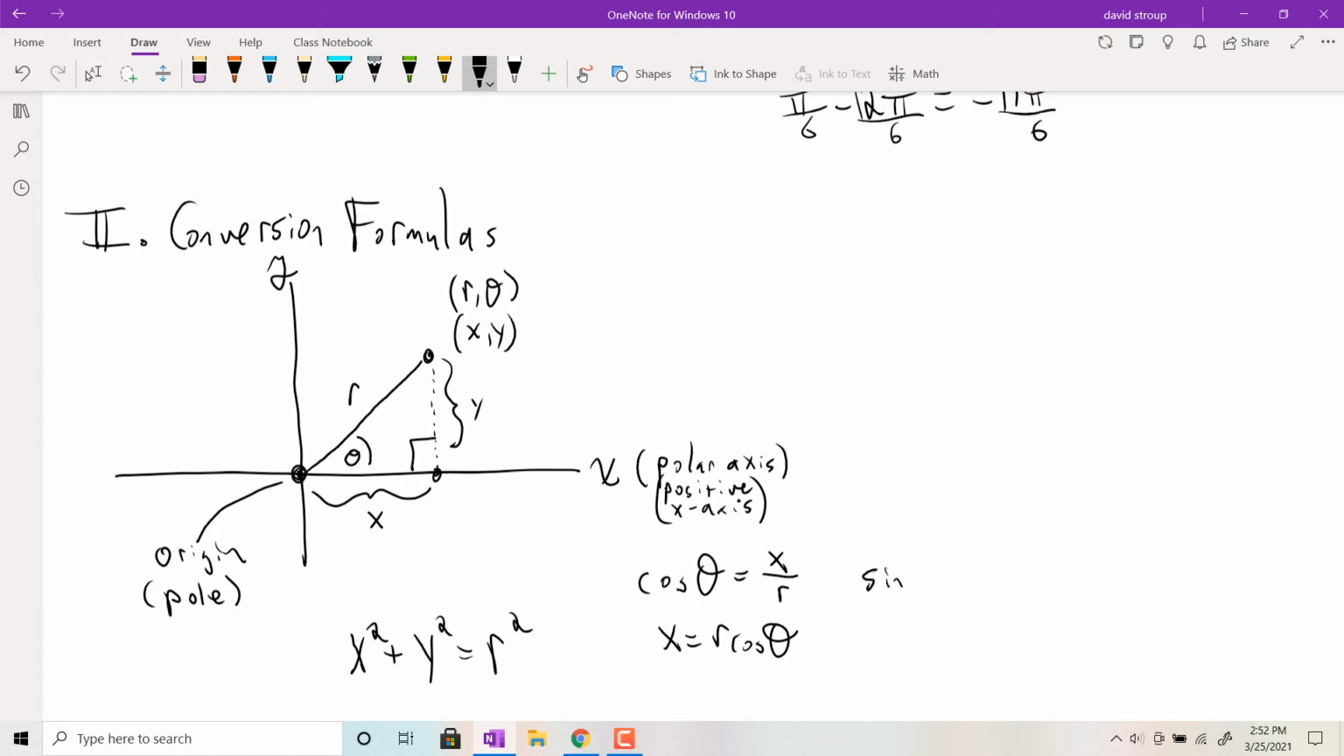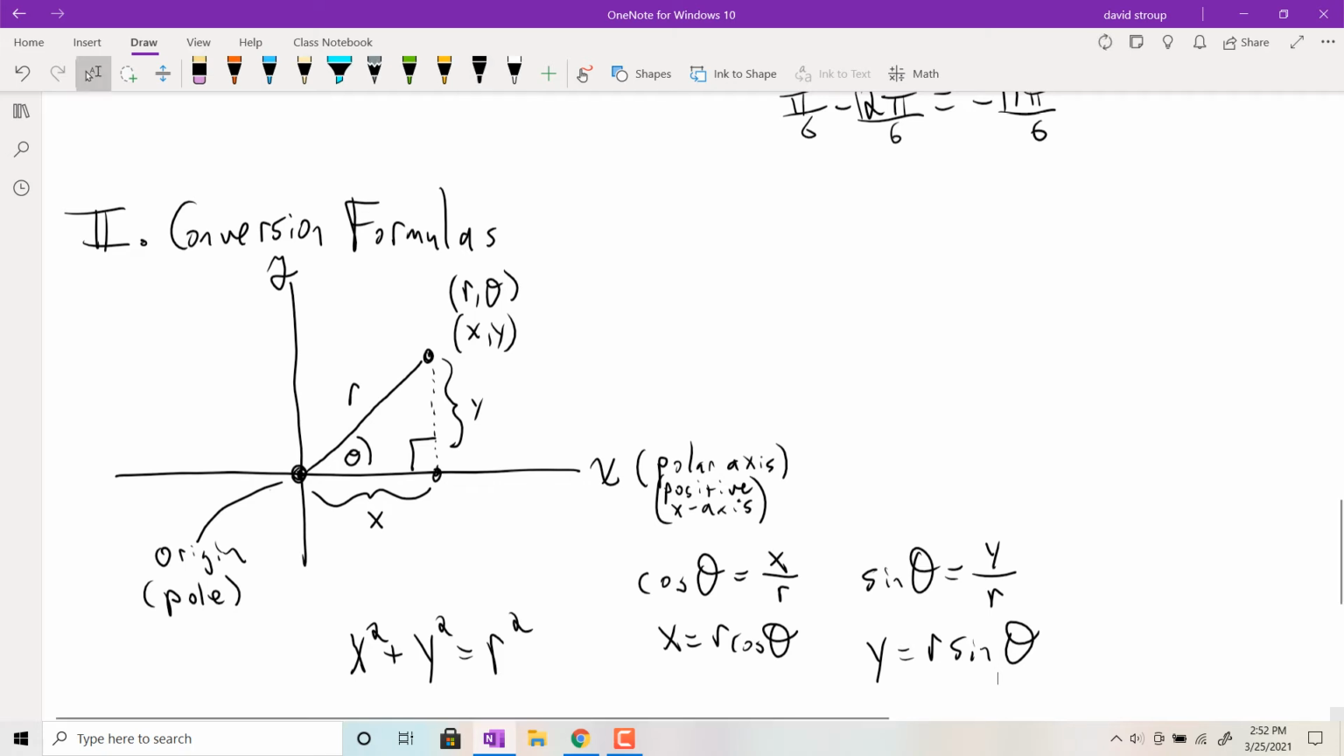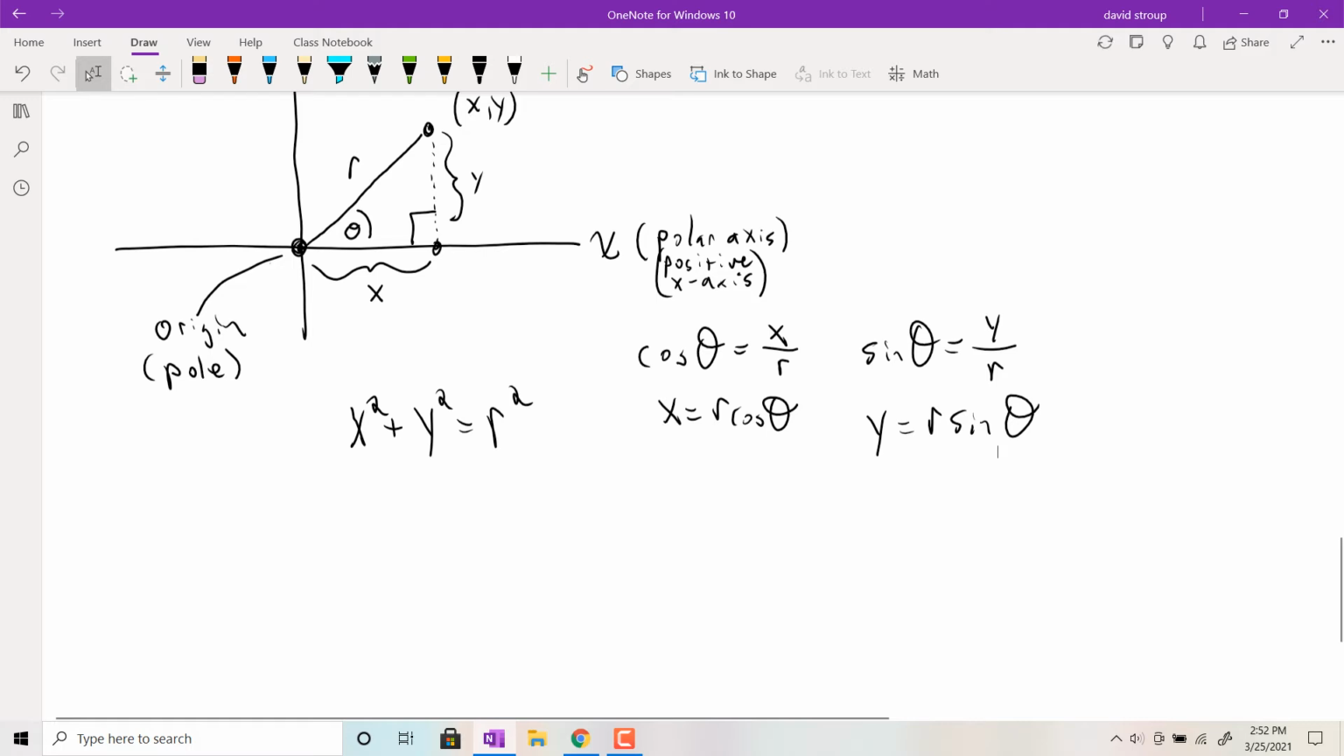Likewise, you could use sine's definition. Sine is equal to opposite, which in this case would be y, all over hypotenuse, which in this case would be r. And then solving for y, you get y equals r sine theta. Those three formulas are extremely important. We'll be using those for our conversions.